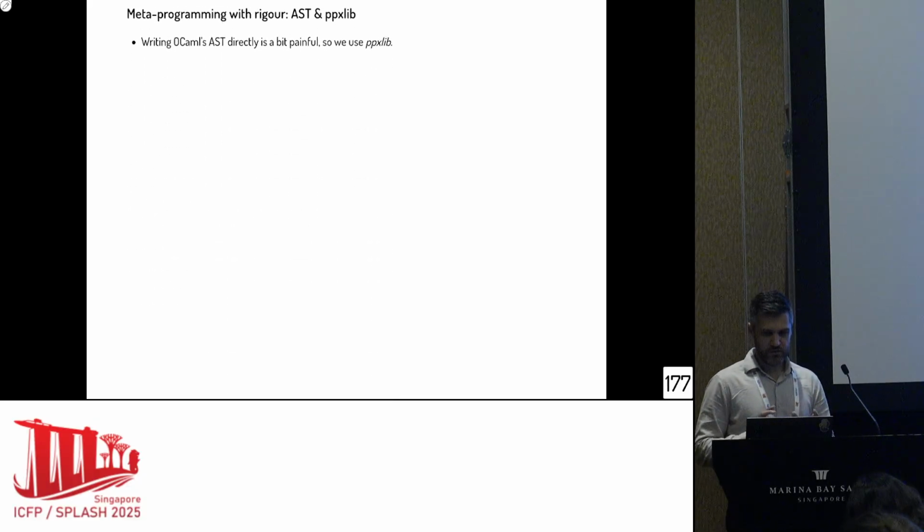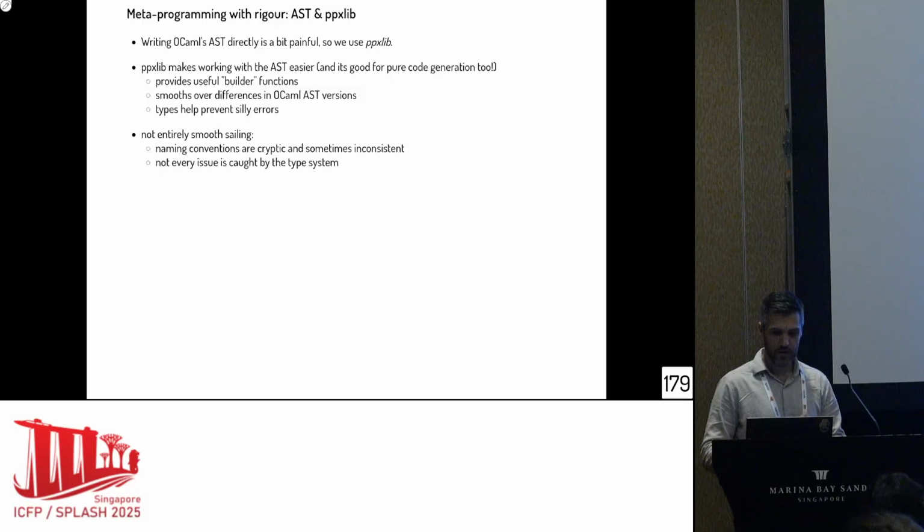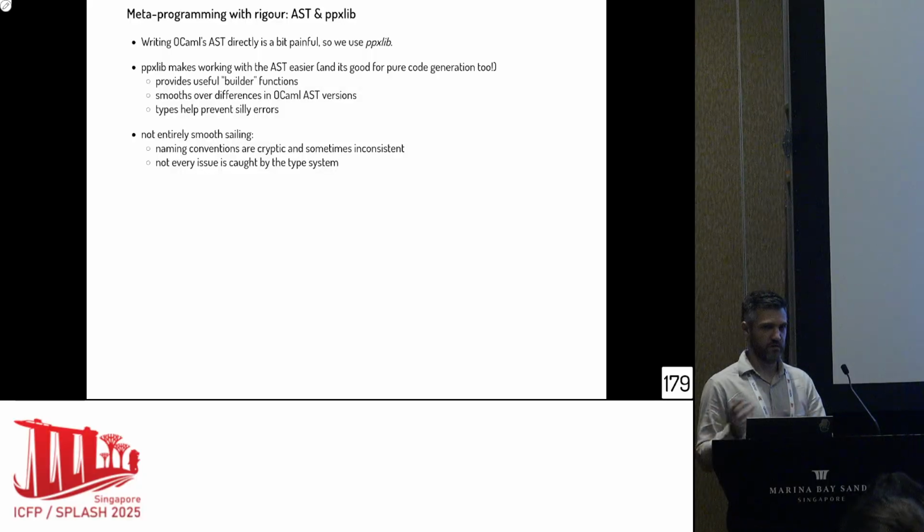The current system uses ppxlib to generate the AST. It's easier in some ways because ppxlib provides builder functions to construct the different parts of the OCaml AST, and it smooths over the AST versions, and it prevents you from making really silly type inconsistent errors. But the naming conventions can be a bit inconsistent and rather cryptic at times. And the type system itself can't prevent everything. I think you have to move to something like MetaOCaml to generate truly compliant code.